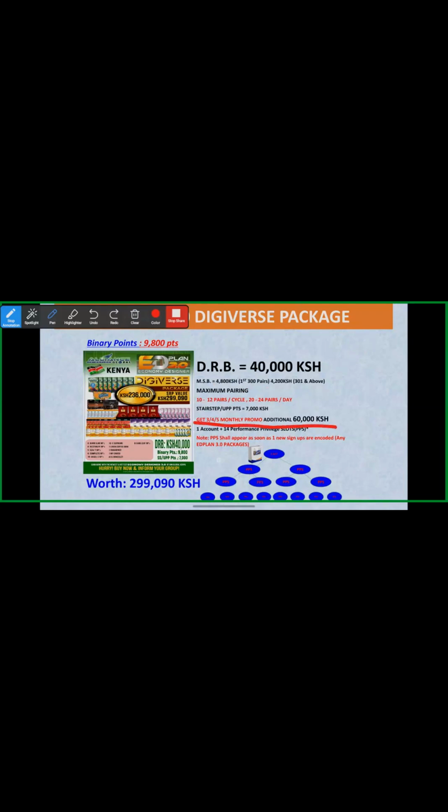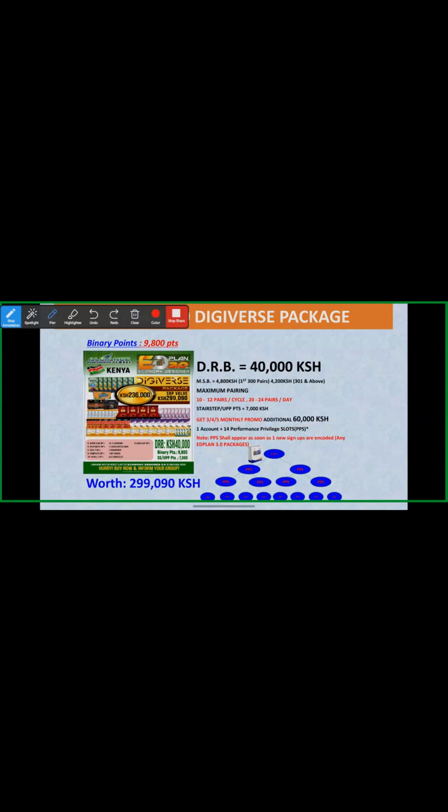When you connect 3 or 4 or 5 people who start with the Digiverse package within a month, you get 60,000 Kenyan shillings. Yeah, for September I have seen it is a get 4 promo. So if you connect 4 people and they start with the Digiverse package, you'll get an additional 60,000 on date 15 of October. Once September is over, in October you get that.